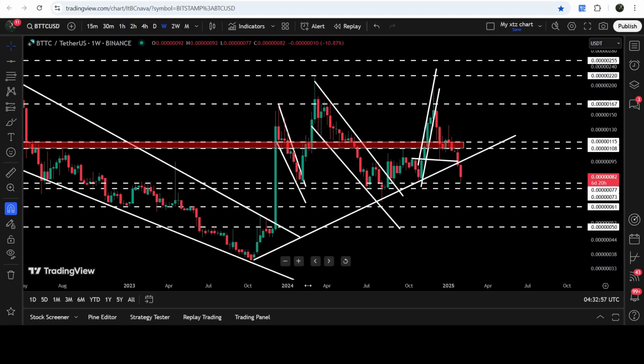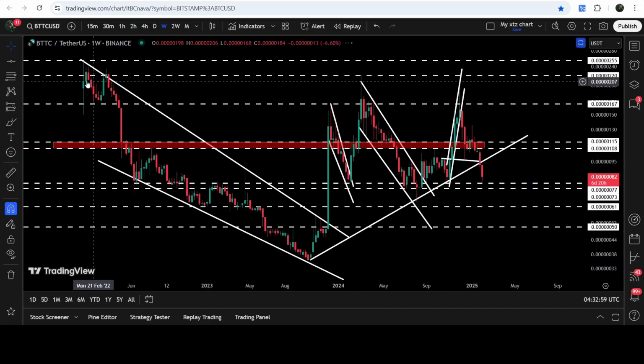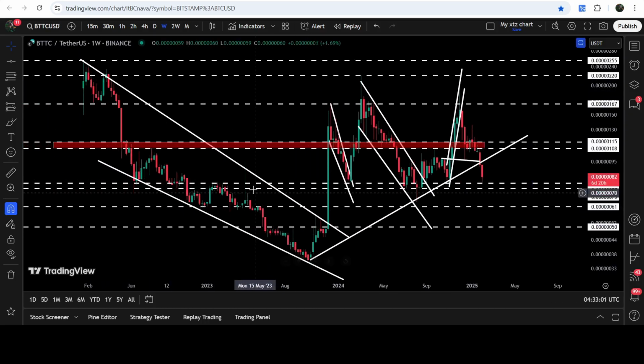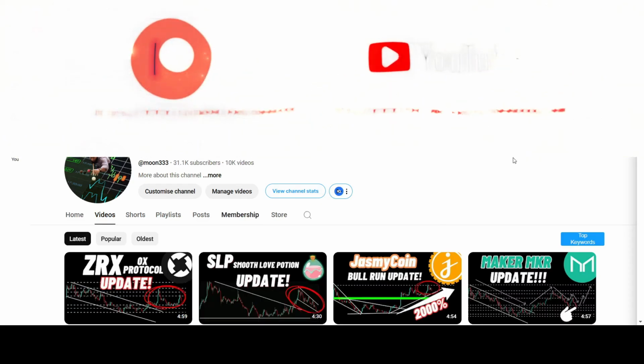And I would also like to show you this previous breakout from this big and long-term falling wedge pattern as well.